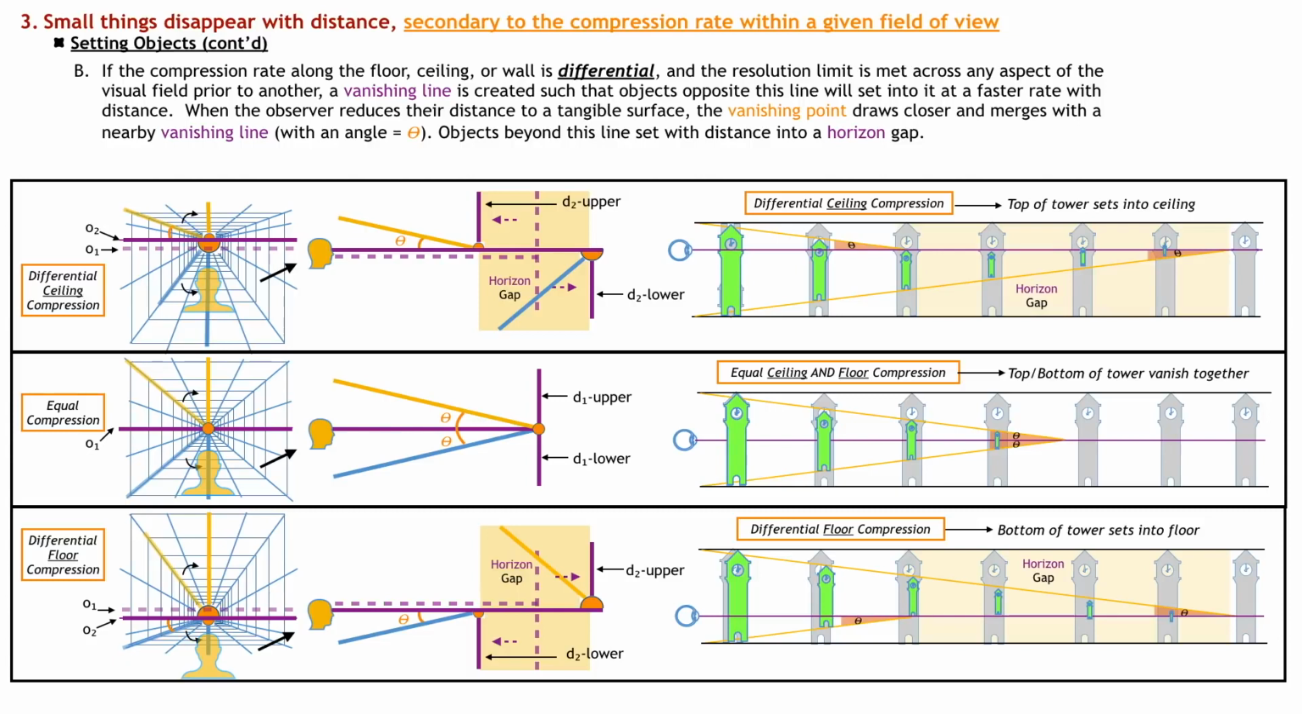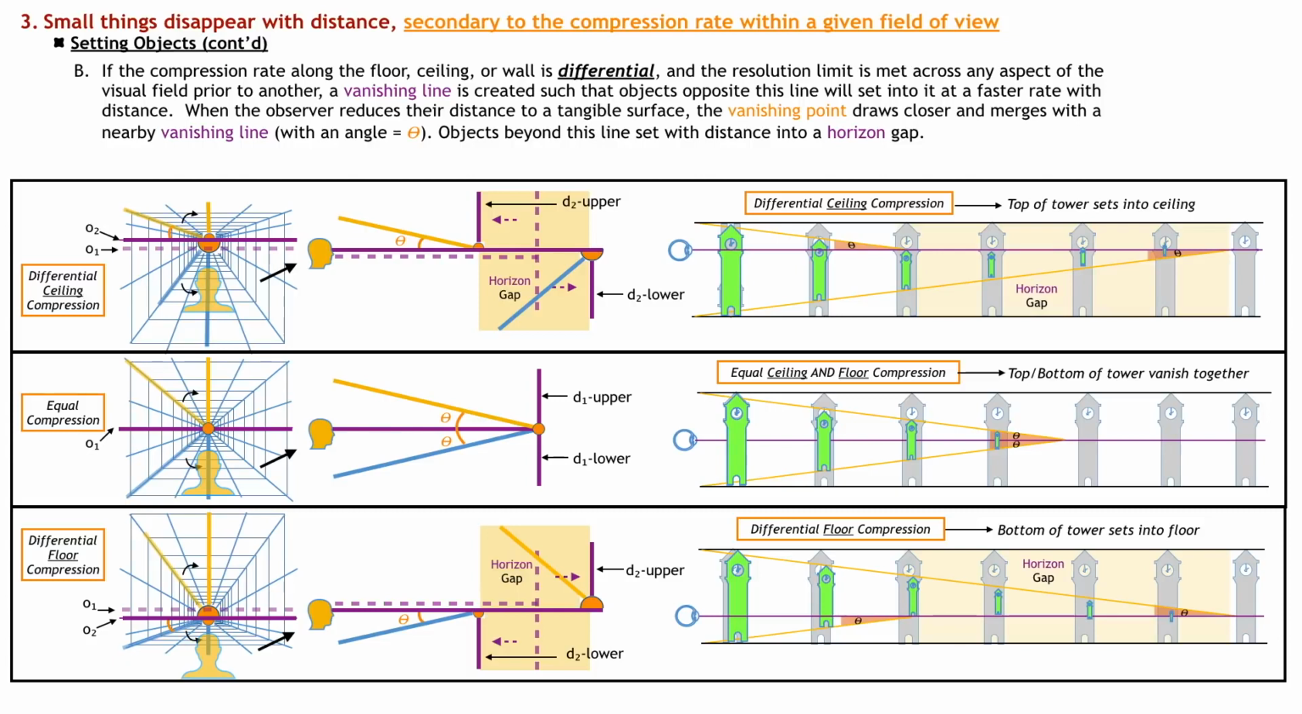Objects beyond this line set with distance into a horizon gap, and I'll explain this in detail as we go. But essentially, if you are in this same hallway and I get now low to the floor, I am now compressing more information within that lower 50% of vision. And when I do so, theta is brought nearer to me. Meanwhile, I'm seeing more of the ceiling in this case, and theta is actually pushed further away from me. And so what's created between the two is a horizon gap.